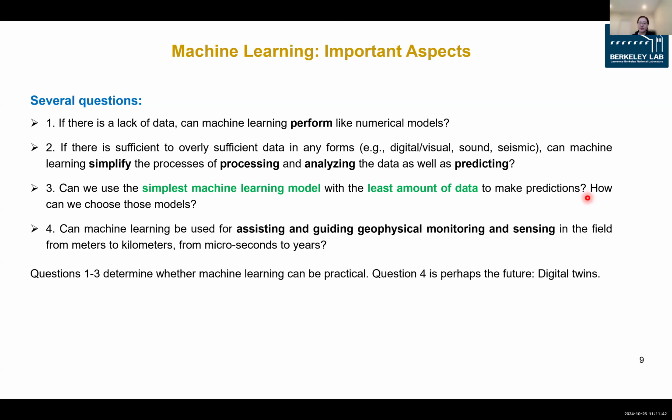And in addition, can machine learning be used for assisting and guiding physical monitoring and sensing in the field, from meters to kilometers and from microseconds to years? The first three questions are often encountered. We either suffer from lack of data or we have an overwhelming amount of data in those different laboratories, from your lab to the underground research lab, and that determines why machine learning can be practical. And the last question is perhaps the future. It's the digital twins.